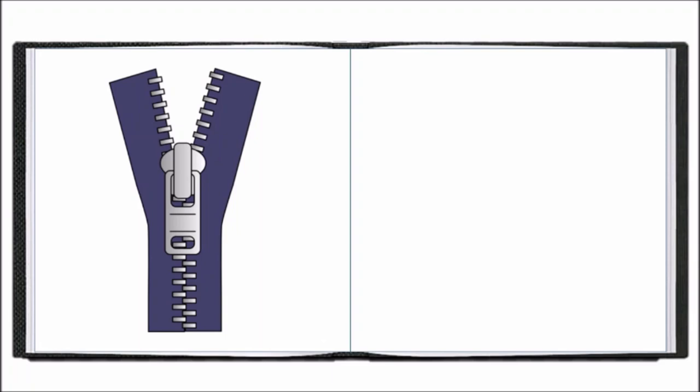Now, what is this, children? Correct. It is a zip. Repeat after me, children. Z's a zip. You find zip on many things like bag, mama's purse, jeans, and even your color pencil's pouch has a zip. Z's a zip. Now, let us turn the page.